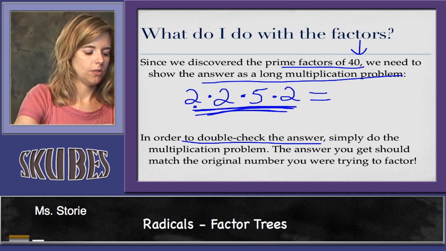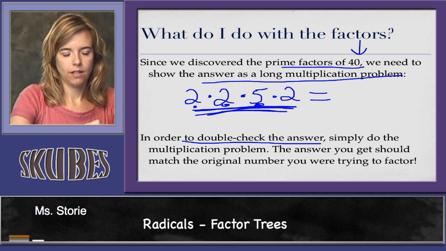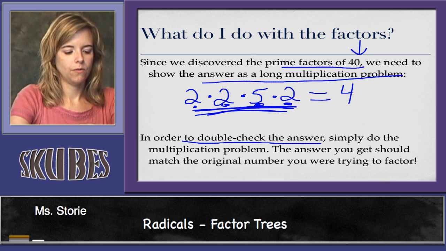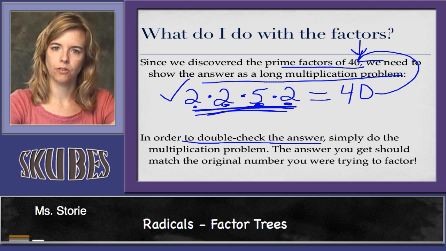So 2 times 2 is going to be 4. 4 times 5 is going to be 20. And 20 times 2 is 40. And oh, look, it matches. So that means our prime factorization was done correctly.